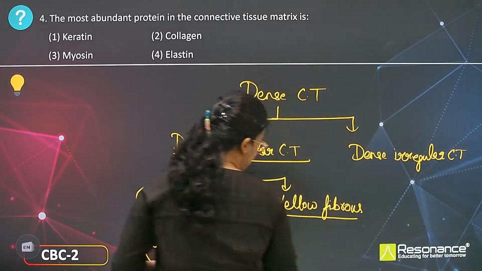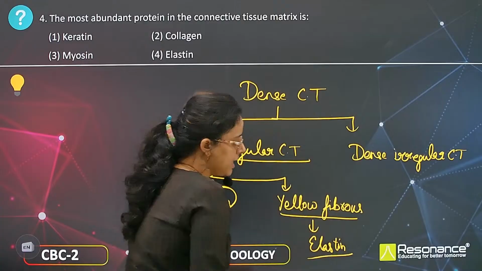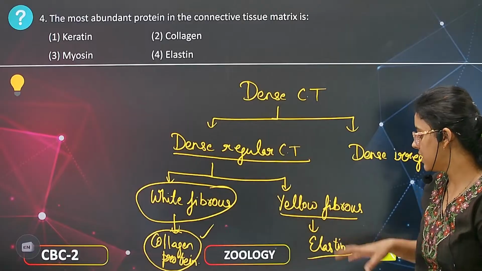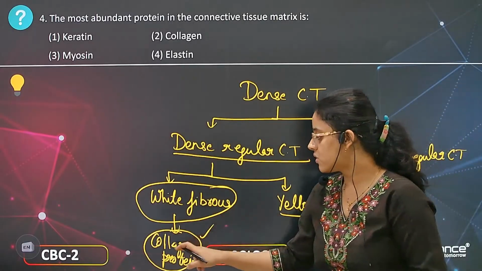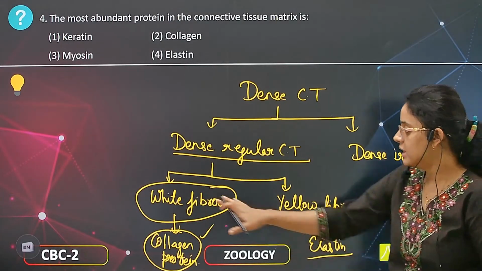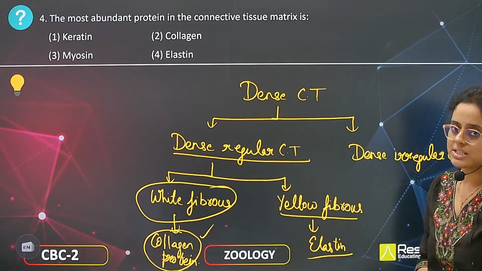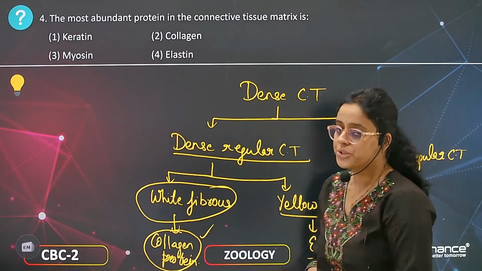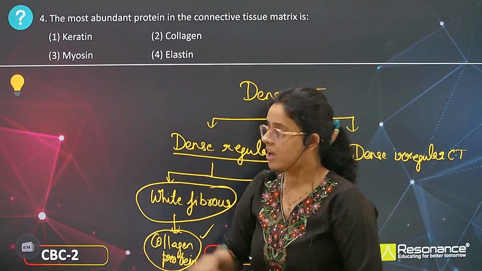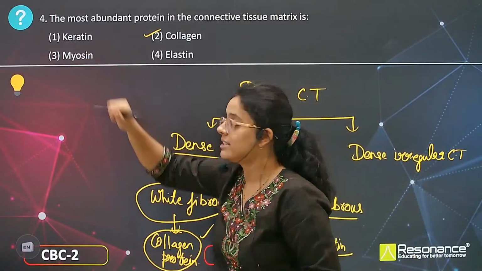Now what about yellow fibrous tissue? It is made up of elastin fibers. That is the reason it has a yellow color, and that is why it is called yellow fibrous tissue. The white fibers consist of collagen protein and the yellow fibers consist of elastin protein. As a result, white fibers are called collagen fibers, whereas yellow fibers are called elastin fibers. So the options are keratin, collagen, myosin or elastin. Yes, collagen fibers. Myosin is seen in muscles and keratin is seen in skin.